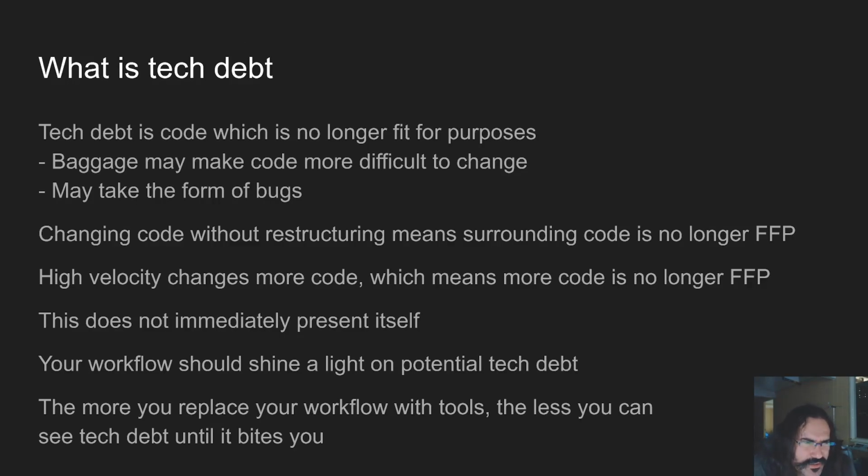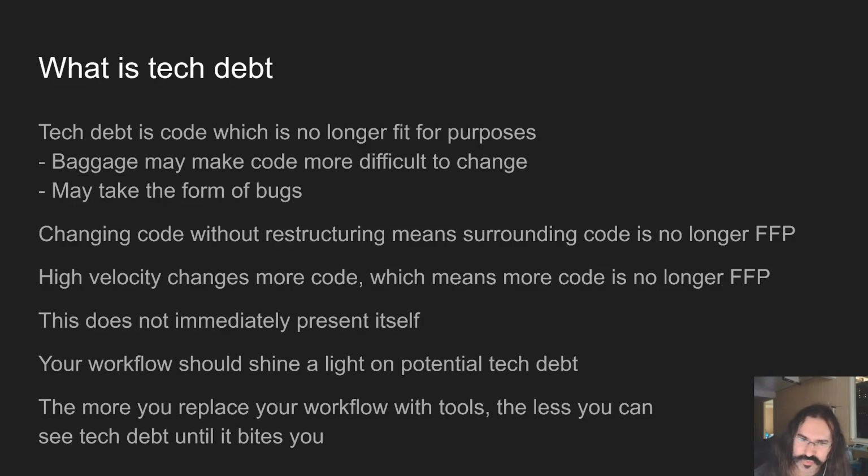So tech debt is when code is no longer fit for purpose. And the baggage may come as code that's more difficult to change, or maybe that code will need more lines of code to make a change. And it also could take the form of bugs that you don't know of that get discovered in production. And whenever you change code without restructuring, it means the surrounding code is no longer fit for purpose. And when you have high velocity changes, you get more code, which means more code is no longer fit for purpose. And this does not immediately present itself.